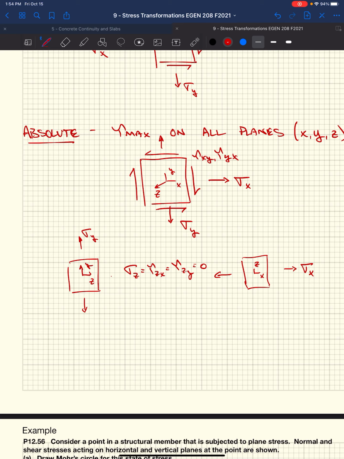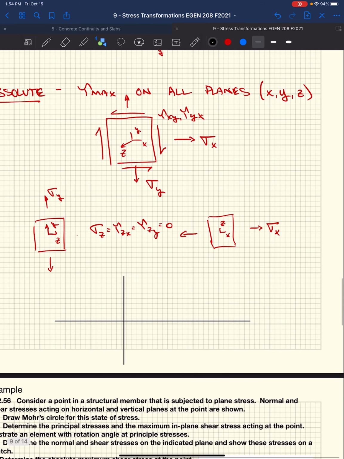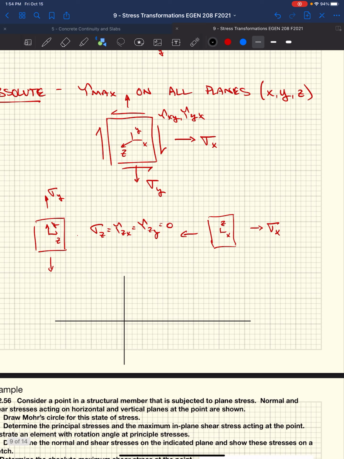So what does that look like with respect to Moore's circle? So we do something like this. This was our Moore's circle. We know it is clockwise up here, counterclockwise down here. This is tau, positive downward, and sigma normal. Those are our coordinate axes for our Moore's circle.